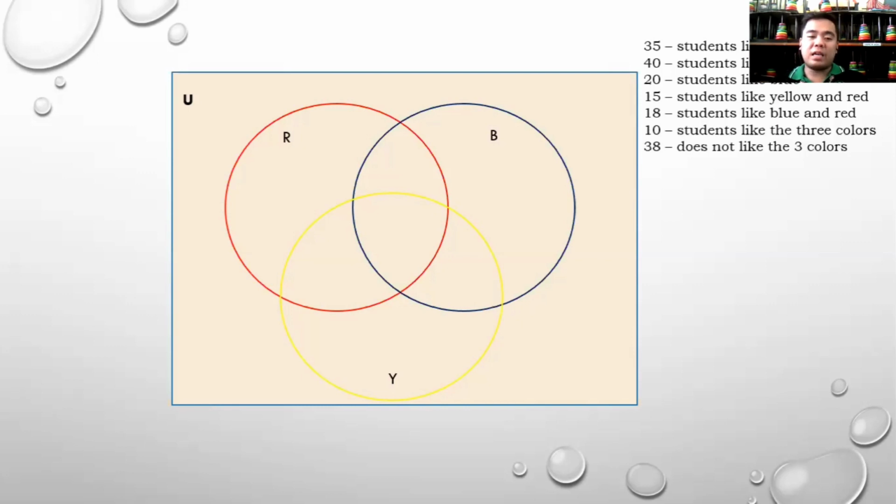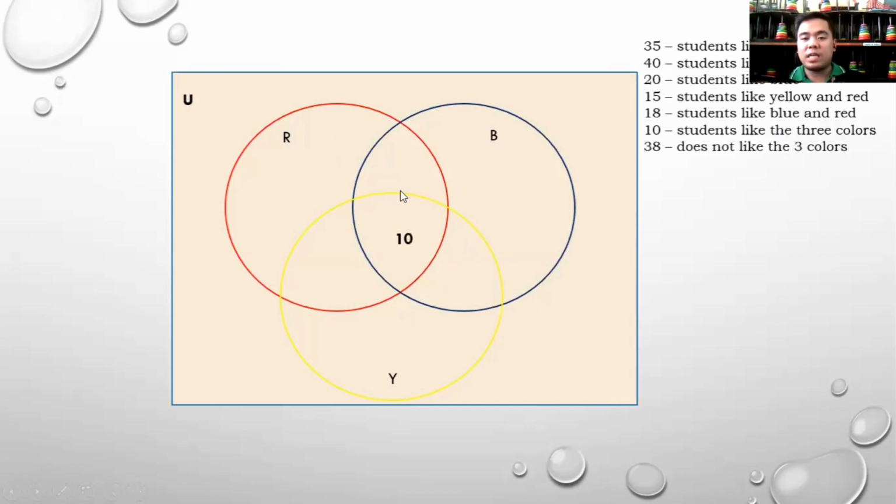So bakit nag-i-intersect ang tatlong sets? Kasi may sinabi dito na 10 students like the three colors. Diyan ka magsisimula. So ang point natin, uunahin mo yung saan sila nag-i-intersect yung tatlo, or yung commonality ng tatlong set. Kasi sinabi dito na itong 10 students pumili ng tatlong kulay. So, this is the commonality, common to set R, set B, and set Y. So, lalagyan mo dito ng 10.